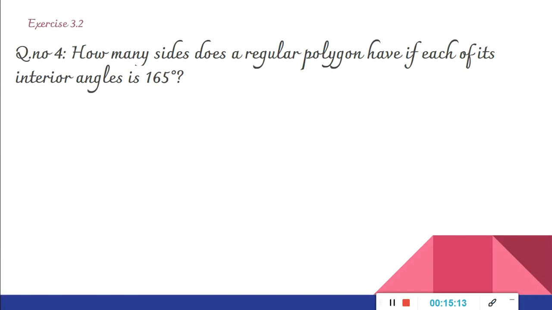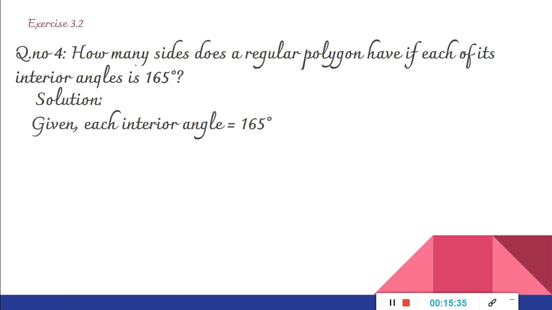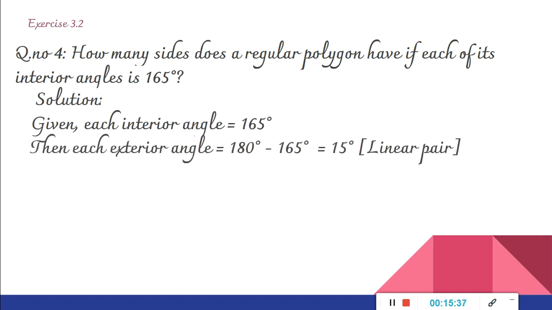How many sides does a regular polygon have if each of its interior angles is 165 degrees? In the last question, the exterior angle was given, but here it is the interior angle. So first we can take the exterior angle. How could we take the exterior angle? As a linear pair, isn't it? So see, each interior angle is given as 165 degrees. So then each exterior angle should be 180 minus 165 degrees, that is equal to 15 degrees, isn't it?